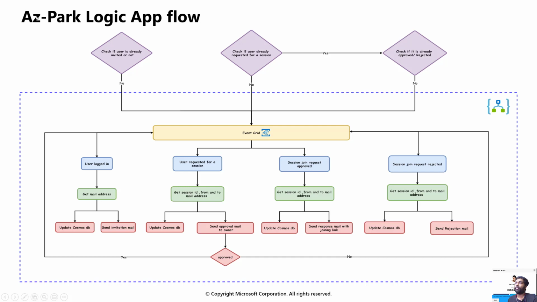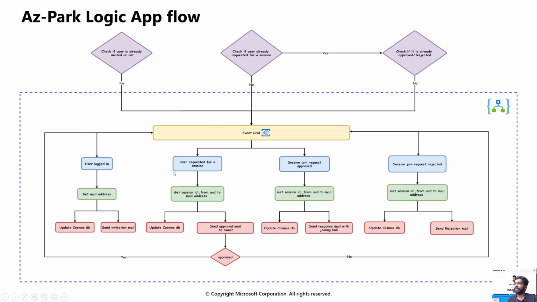So this is the workflow that we have implemented in our website. The main player here is the event grid. All the events are published through this channel, and based on these events, we are going to have 4 different use cases for our website. The first use case is whenever a user logs into the website, we are going to pick a mail address from the event, and we are going to send an invitation mail back to that user. And along with this, we are going to update the Cosmos DB as well. This is to validate whether the user is already logged in or not for the next time.